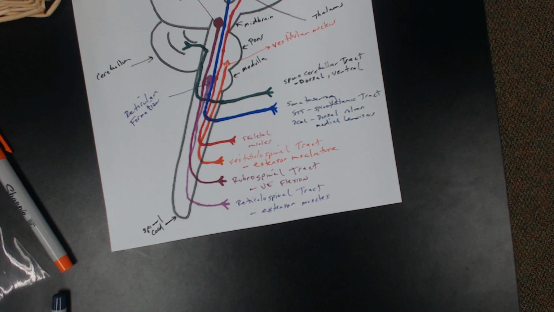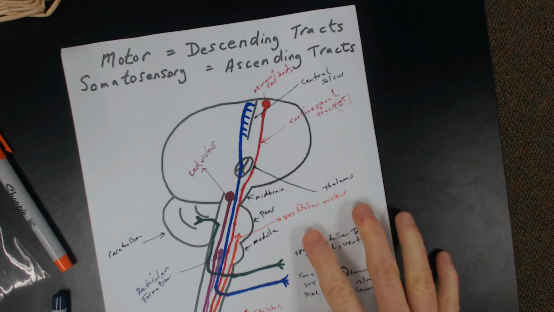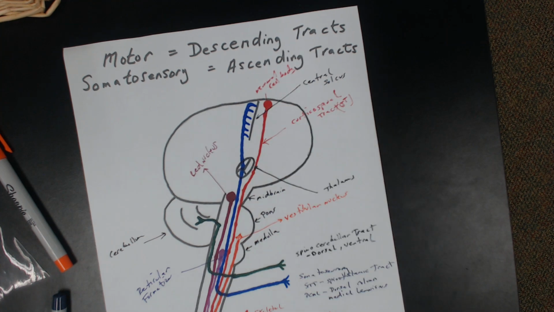Gabby? What's the word for cell body at the top? Neuronal. This one, neuronal. Yeah, it's just a neuronal cell body.